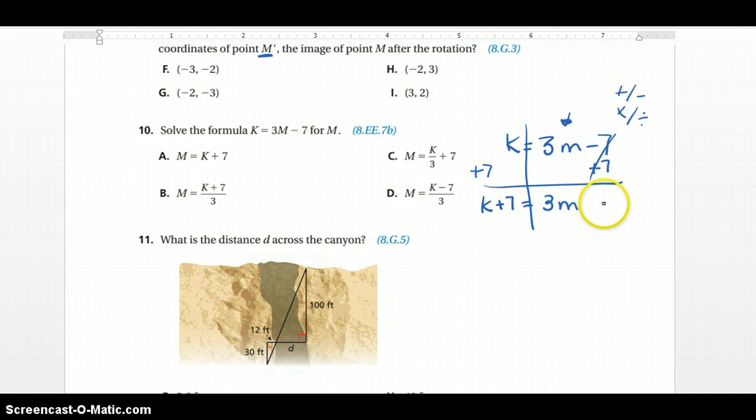So I'm going to leave you to try and figure out, you got rid of adding and subtracting. What is the opposite of 3 being attached to M? And my clue to you is keep this all together. What you do to this, you'll just do to this. And then M gets all by itself. And then what happens to this K plus 7? See if you can figure that out.